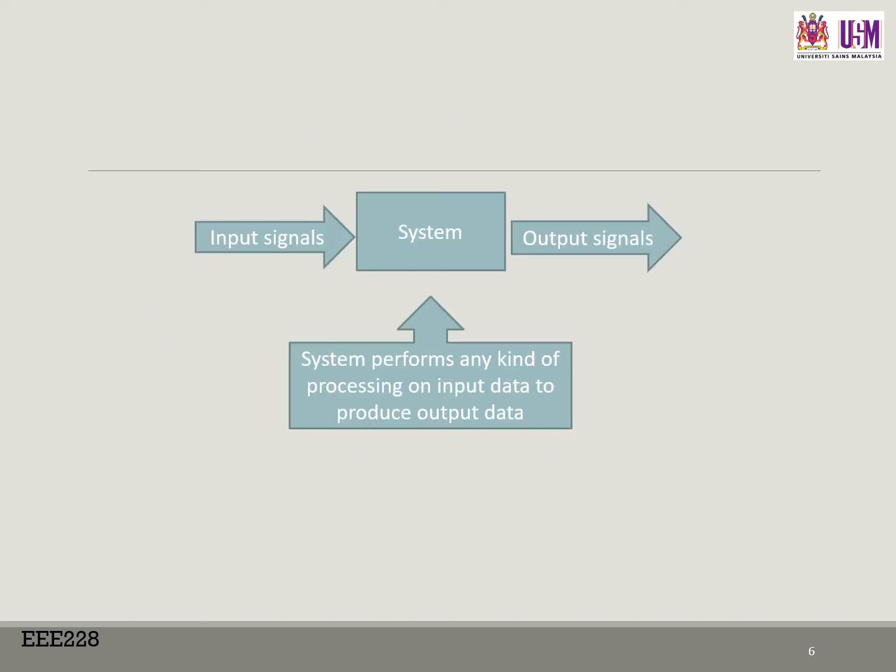So if we want to summarize what I've just said about signals and systems, let's look at this diagram. Signals are functions of independent variables. A system processes the signals, which means that in a system, there are input signals and output signals, where the system performs any kind of processing on the input signals to produce output signals.